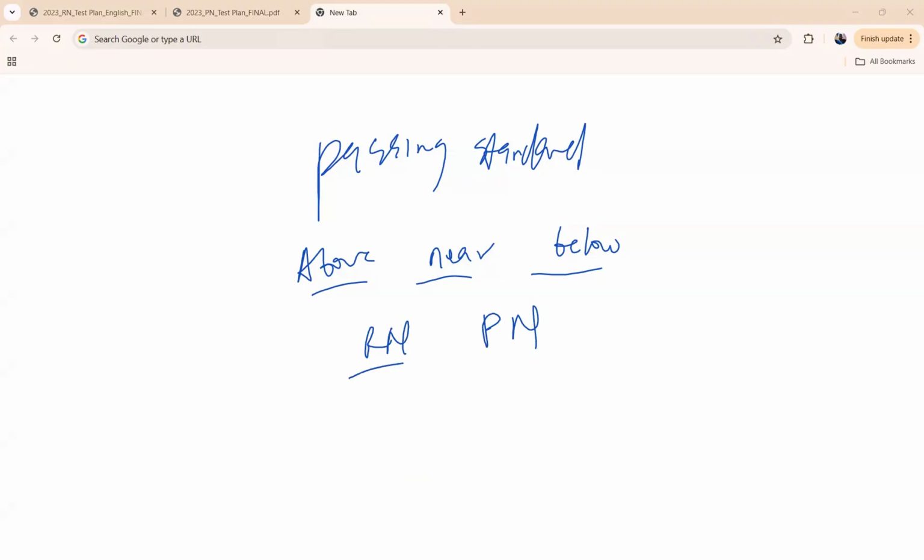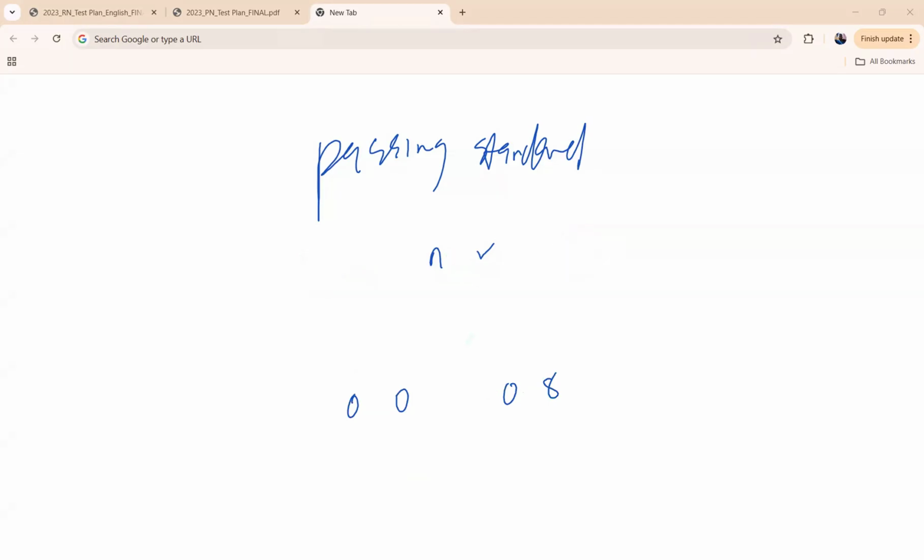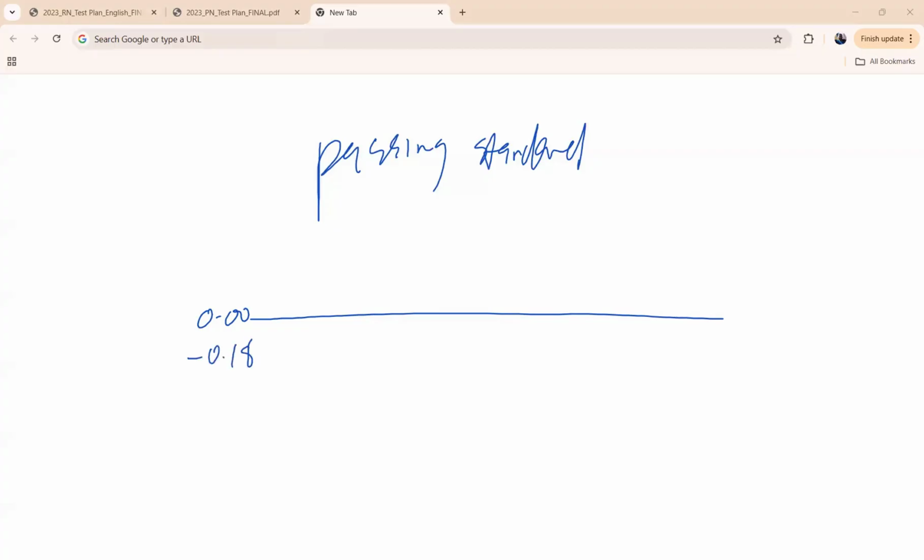Now, passing standard for RN is 0.00 logit, and then passing standard for PN is negative 0.18. Meaning, let me show you real quick. Now, this is what it is. Now, so if you have your scale like this, this part is 0.00, right? So, and then here will be negative 0.18.